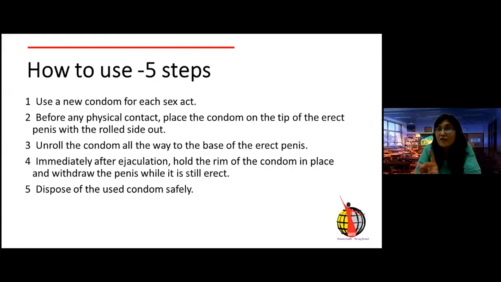Remember, whatever you say, the next question from the examiner will come from the last word you have spoken. So if you say "dispose of the condom safely," quickly the question will be asked to you, how to dispose of the condom? Okay, so how to dispose?